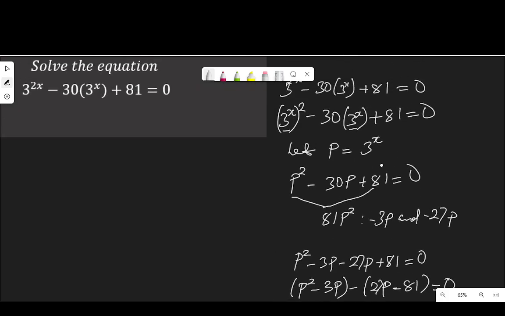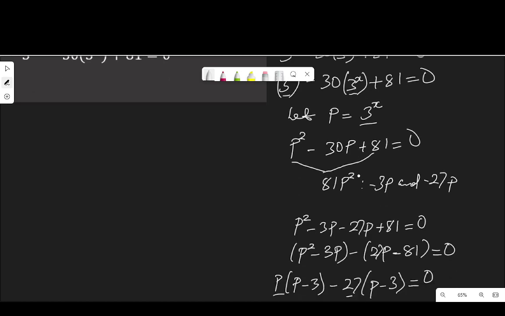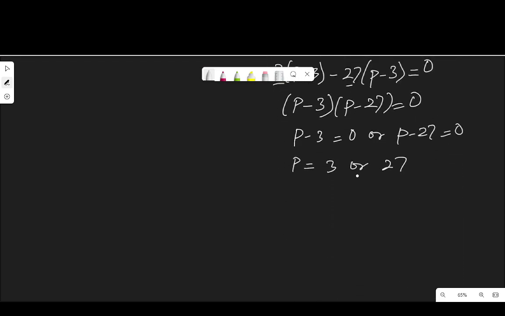But from the beginning, we replaced p with something, which is 3 to the power of x. So I will now find the value of x. When p is equal to 3, that means we have 3 to the power of x is equal to 3. And the power of 3 here is 1. So x therefore is 1. That is exponentials: when the bases are the same, we equate the powers.